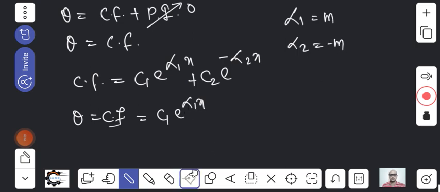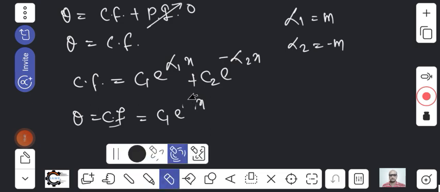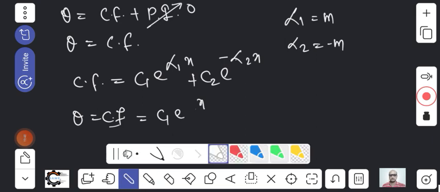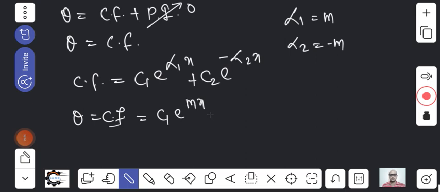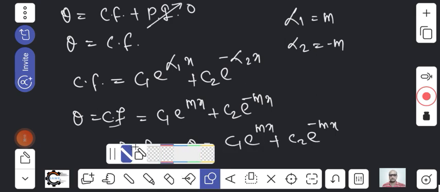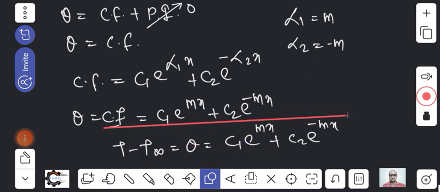Okay, so let me correct this, I'll write it as m also. So this is mx plus c2 e raised to minus mx. My final equation, that is T minus T infinity, which is equal to theta, is equal to c1 e raised to mx plus c2 e raised to minus mx. This is my governing equation. I am now able to find the governing equation in the case of fins.